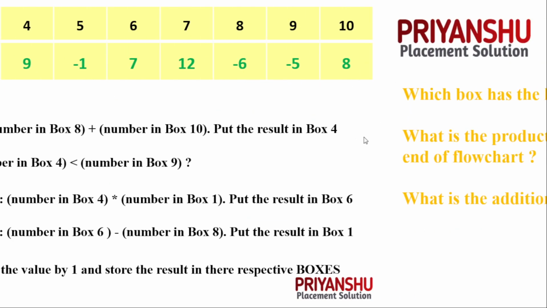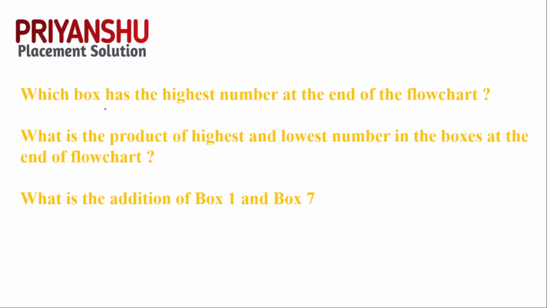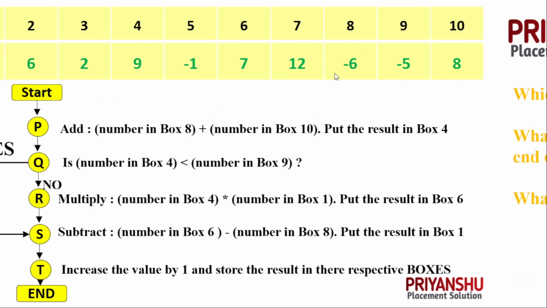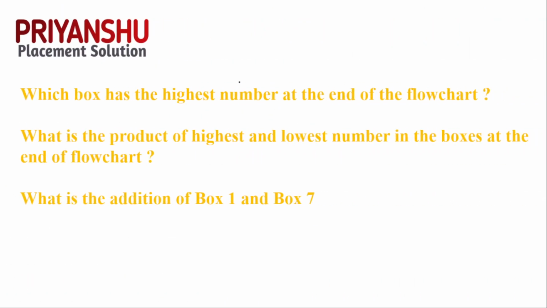Let's move to the questions. The first question is, which box has the highest number at the end of the flow chart? So let's see which box has the highest number. The highest number is, guys, 9. Oh, sorry, 13. 13 is the highest number. So box 7 is the correct answer. For this question, the correct answer is box 7. Right. Let's move to the next.